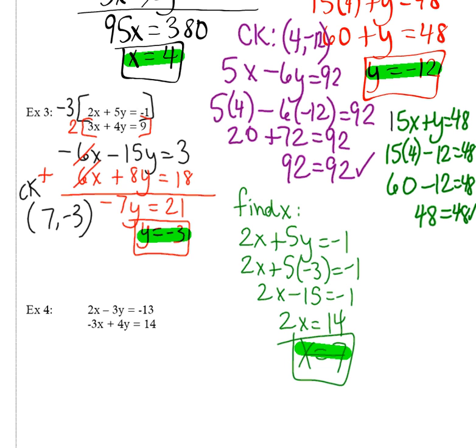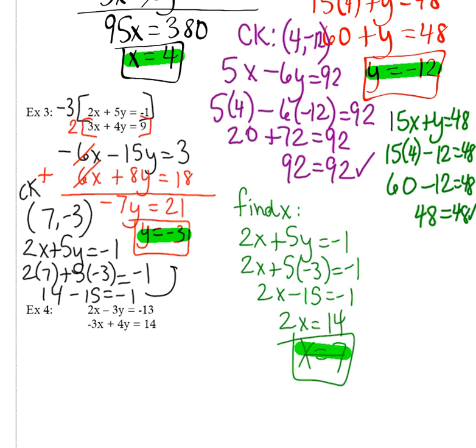So my point that I'm checking is 7, negative 3. Checking that point in the original equation. 2x plus 5y equals negative 1. 2 times 7 plus 5 times negative 3. 14 minus 15. And negative 1 equals negative 1. Check.